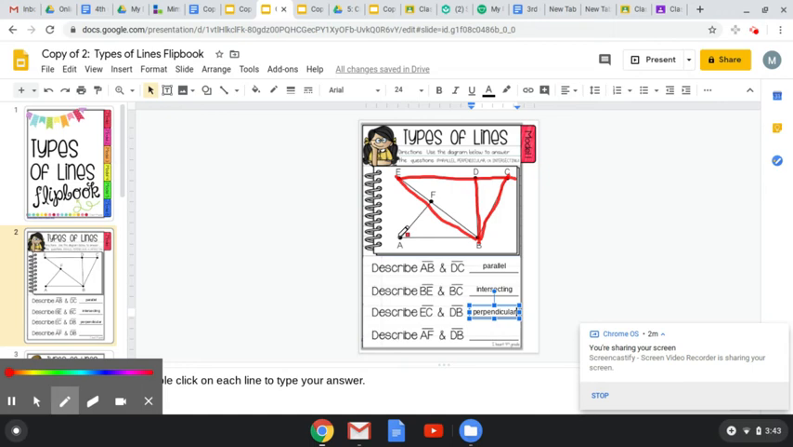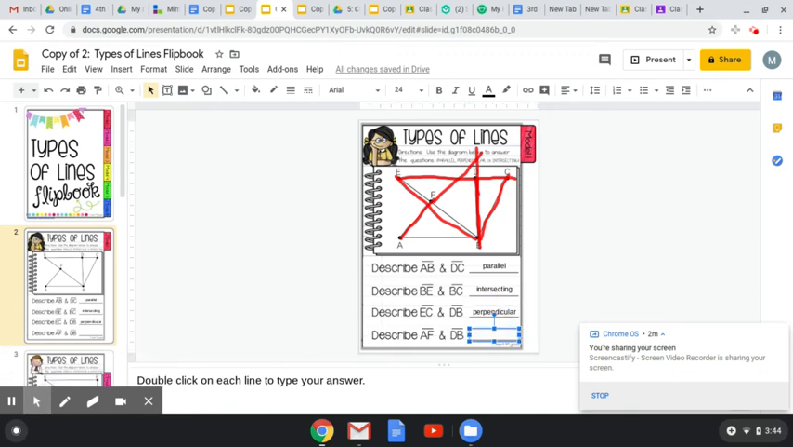Our last one we're going to do together is AF. So if I look at AF and DB, well, this I'm going to have to extend the line. If this kept going and our D kept going, they would eventually meet. So then we have two options. Are they going to meet and form a right angle, or are they just going to meet and intersect? And it looks like they are just going to be intersecting lines.